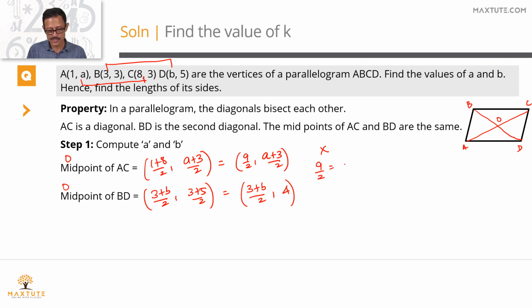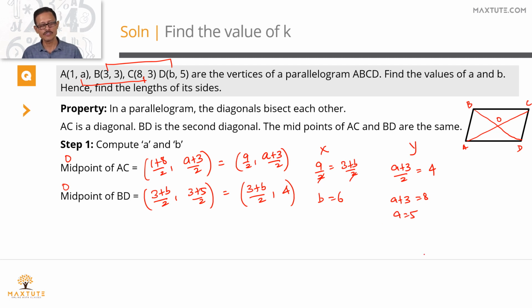9 by 2 is equal to (3 plus b) by 2. Cancel the 2 on both sides of the denominator. So you have 9 is equal to 3 plus b. Take the 3 to the left hand side. Get the value of b to be equal to 6. Let's find out the y coordinate. Equate the y coordinates, which is (a plus 3) by 2 is equal to 4. Cross multiply. We get a plus 3 is equal to 8. Take this 3 to the right hand side. We'll get a is equal to 5. So you found out the values of a and b. a is equal to 5. b is equal to 6.